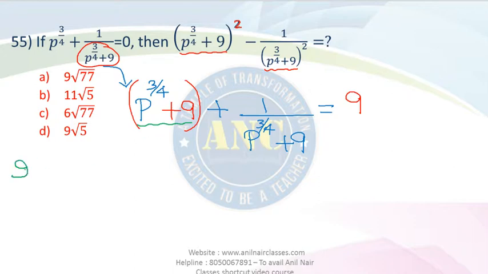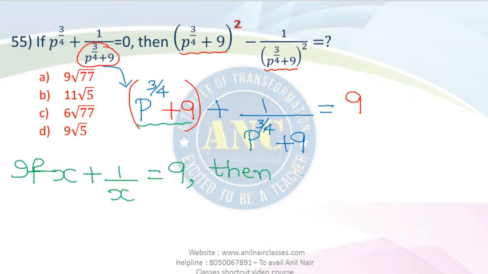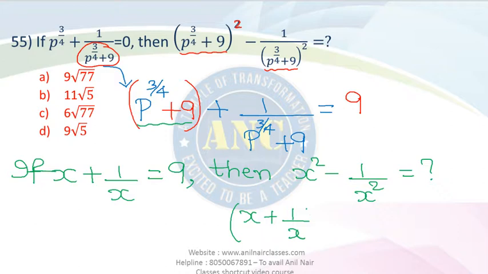That means your question now completely reduces to: if p power 3 by 4 plus 9, I am calling it as x, plus 1 by x is equal to 9, then in the question they are asking you x square minus 1 by x square is how much? So can I say that x square minus 1 by x square is x plus 1 by x into x minus 1 by x.